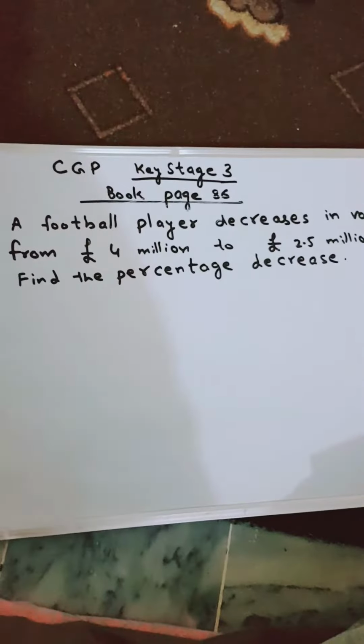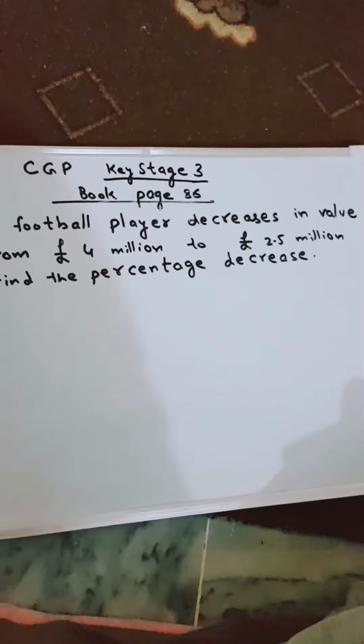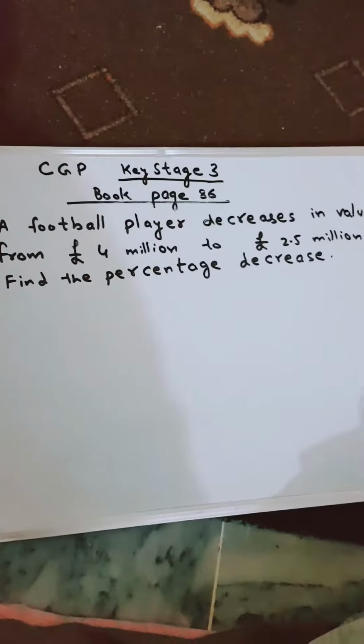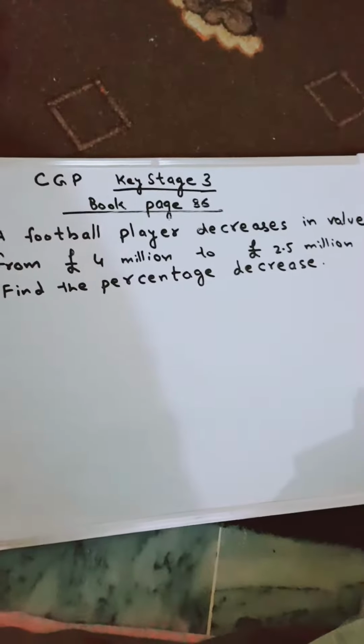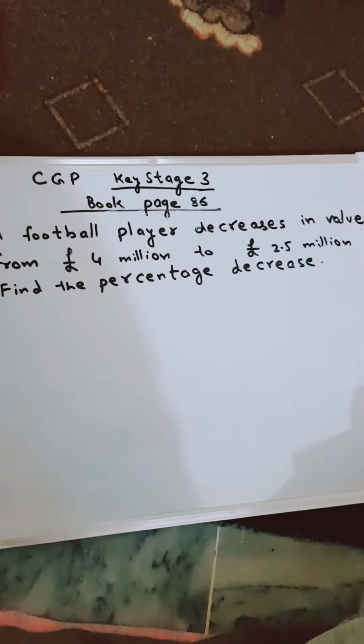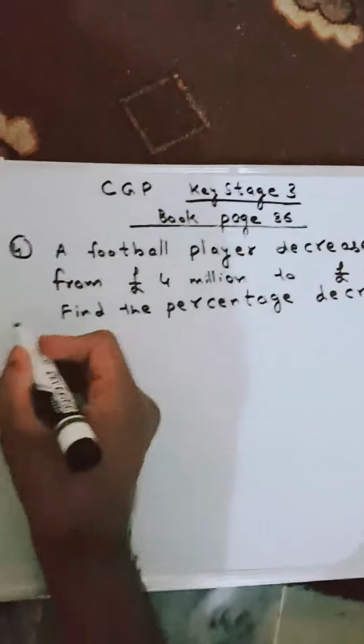A football player decreases in value from £4 million to £2.5 million. Find the percentage decrease. First it was £4 million, then it decreased to £2.5 million. Let's start the solution.